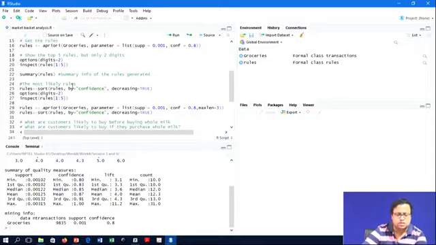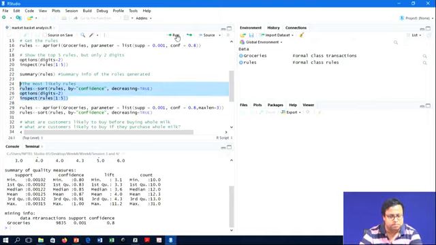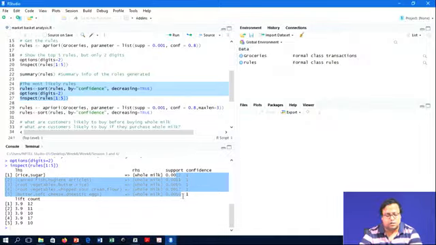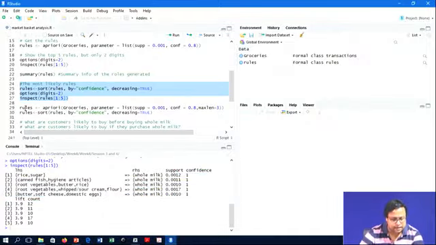Now, which rules are the most likely? Most likely means most accurate. So, I will sort them based on confidence. I sort the rules by confidence in decreasing order. If I now just plot them, these are the rules whose confidence is 1. So, whenever people buy these, they always buy whole milk. But you see their count is very small first of all, and their support is also very small.